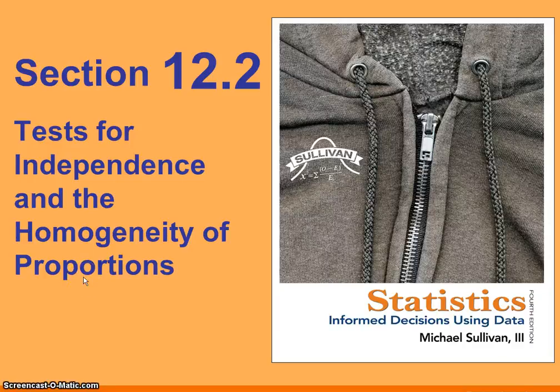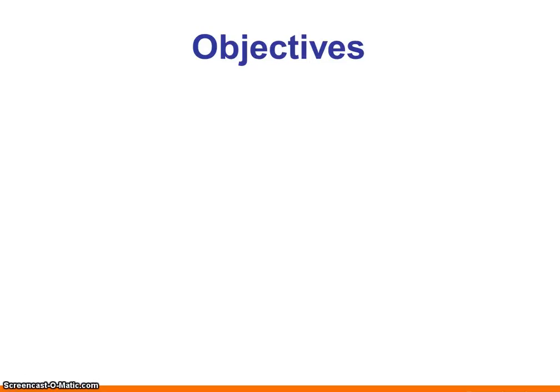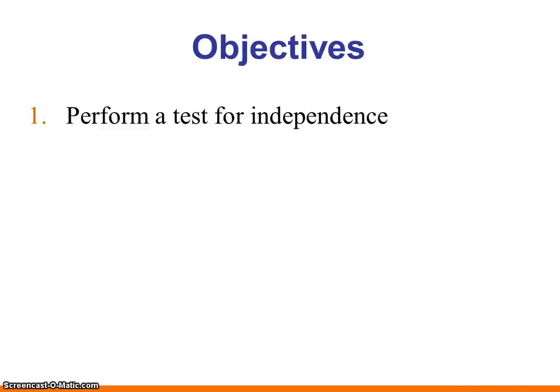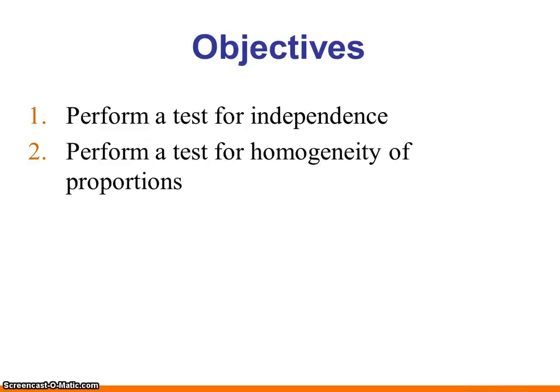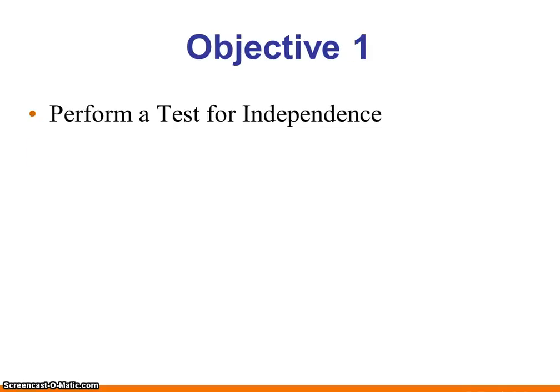Hi everybody. So in this next section, 12.2, we're going to look at tests for independence and the homogeneity of proportions. So the objectives in this section will be to perform tests for independence, and the second objective will be to perform a test for homogeneity of proportions. So let's look at the first objective here, to perform a test for independence.